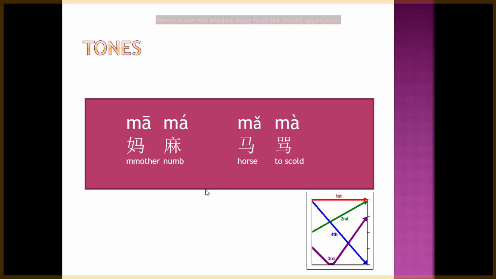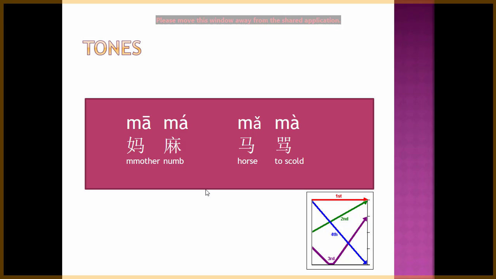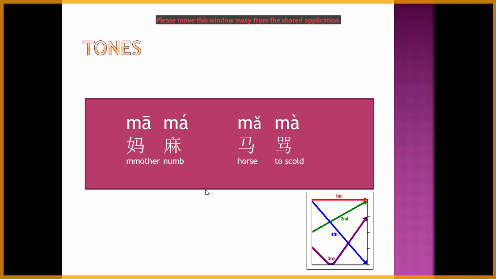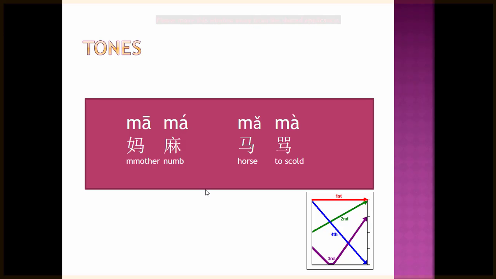You can see the meaning. Ma means mother, ma means horse, and ma means to scold, right? There are four tones in the Chinese characters. So now we know why they speak in such a difficult way, because they also have to focus on the tones, right?